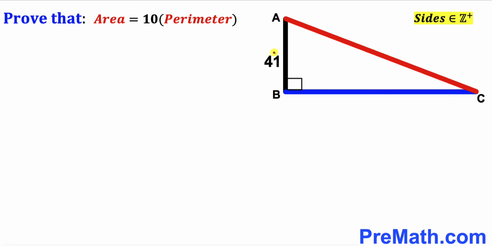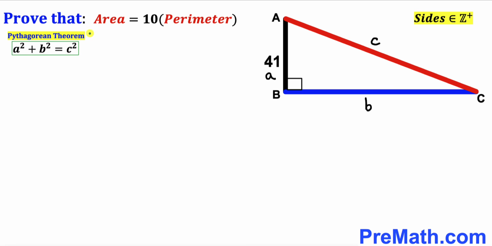However, we can see that the only known side is 41 units. This leg and this hypotenuse are unknown, so I'm going to label the side lengths. This side I'm going to label lowercase a, this side is lowercase b, and this side is lowercase c. Now we know that our lowercase a value is 41, so our task is to find the values of b and c.